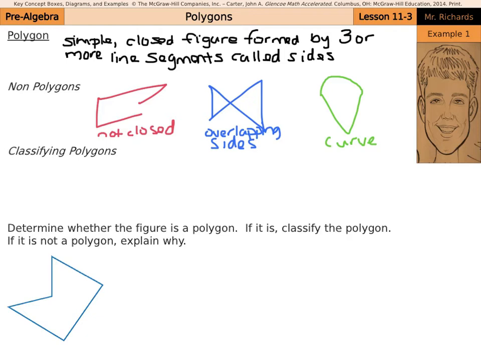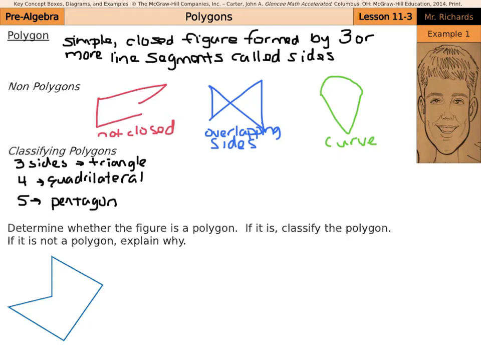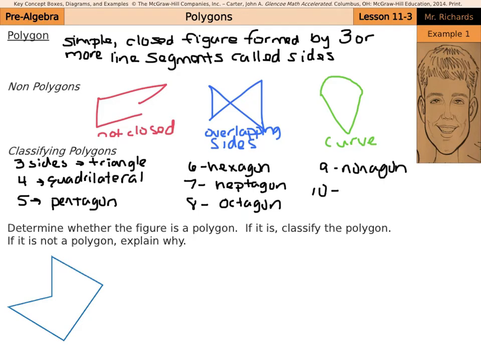For example, if you have 3 sides, this is a triangle. 4 sides, quadrilateral. 5 sides is a pentagon. 6, hexagon. 7, heptagon. 8, octagon. 9, nonagon. And 10, decagon.